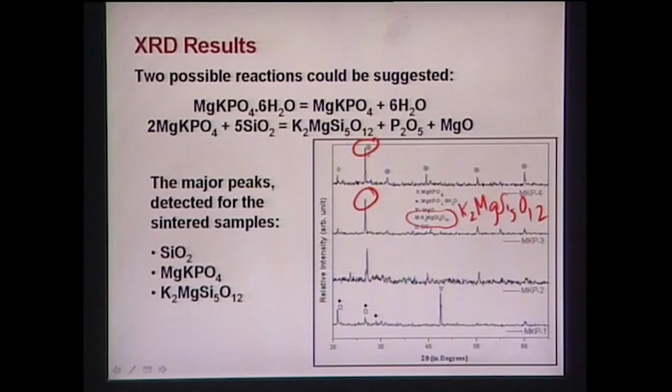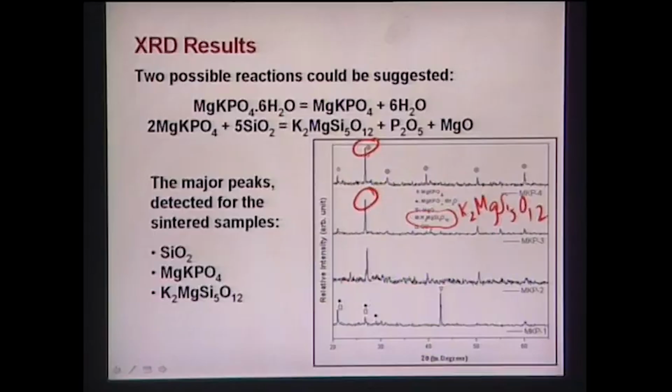Now, XRD results essentially tell you that there are peaks which correspond to K2MgSi5O12. These peaks are the most intense peaks here, the 100% intense peaks. Also, MgKPO4 or MgKPO4·6H2O peaks are present in the as cast condition. So, this is your as cast phase, and this is the 900 degrees Celsius sinter, this is 1000, this is 1100 degrees Celsius heat treated condition. Okay. So, these are 3 different temperatures at which these materials were heat treated.